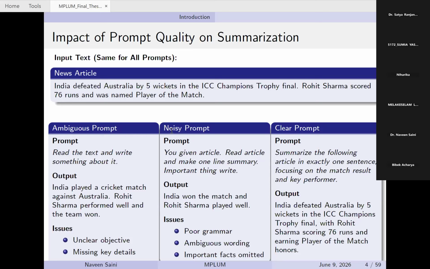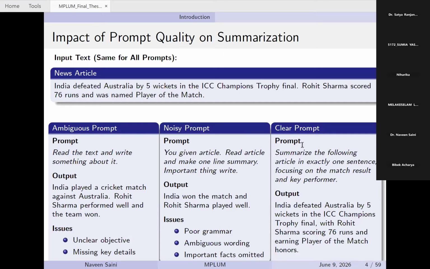But when you pass this prompt to the LLM, it will definitely generate the summary. It will generate, but the summary may be noisy or may not be good quality, right? For example, here the output may be India won the match and Rohit Sharma played well. It is also good, but again, I'm not happy with this type of summary. What is the reason? That is a noisy prompt. So here the issue is poor grammar, ambiguous wording, important facts omitted.